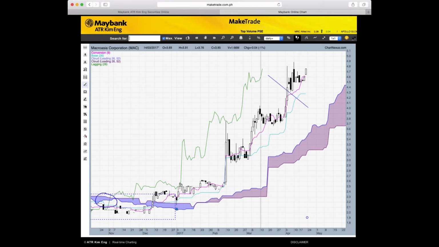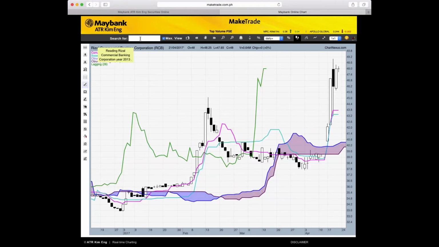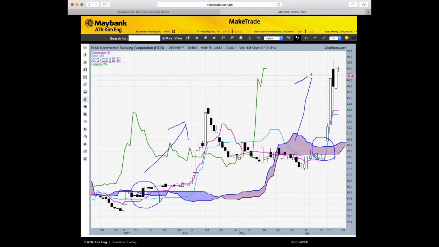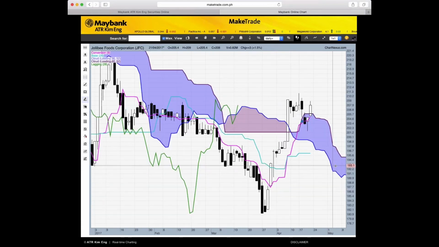Let's go to RCB. RCB broke above the Kumo here. A strong move upward followed. Again, it broke above the Kumo here. There was a gap up above the Kumo, and then a strong uptrend followed. GFC broke above the Kumo recently. It retested that Kumo and was able to stay above the Kumo by the end of the week.